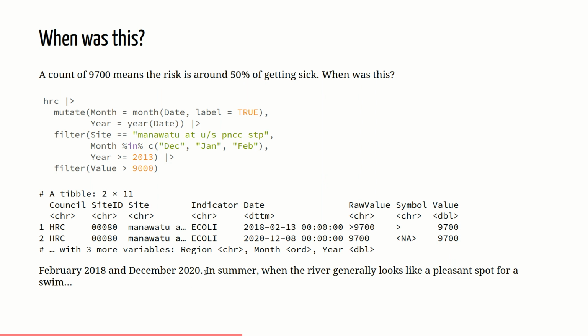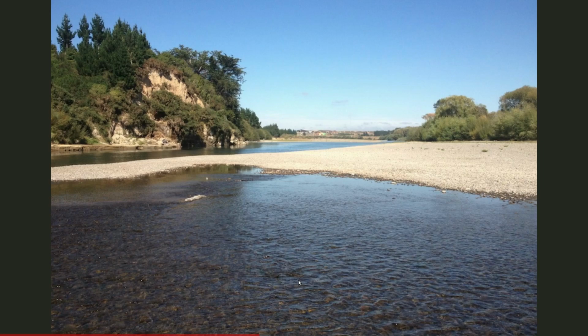So February 2018 and December 2020. So these are E. coli readings taken in the summer when the river generally looks like a pleasant spot for a swim. There it is there.